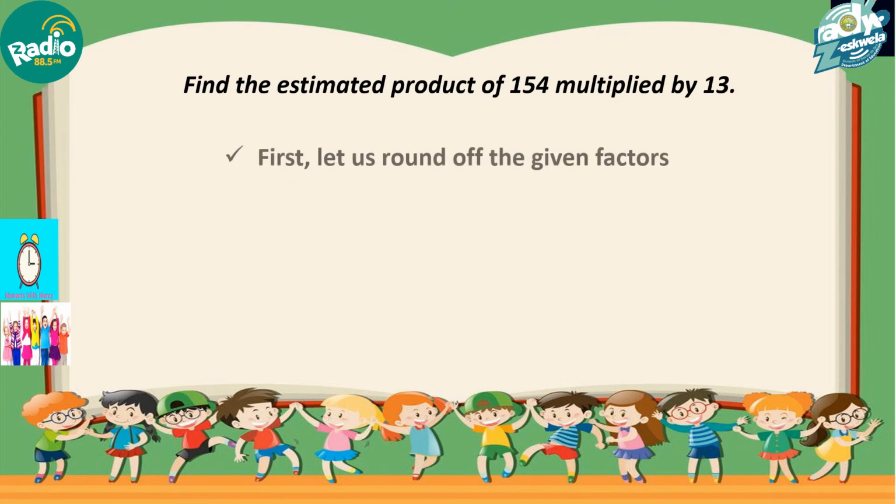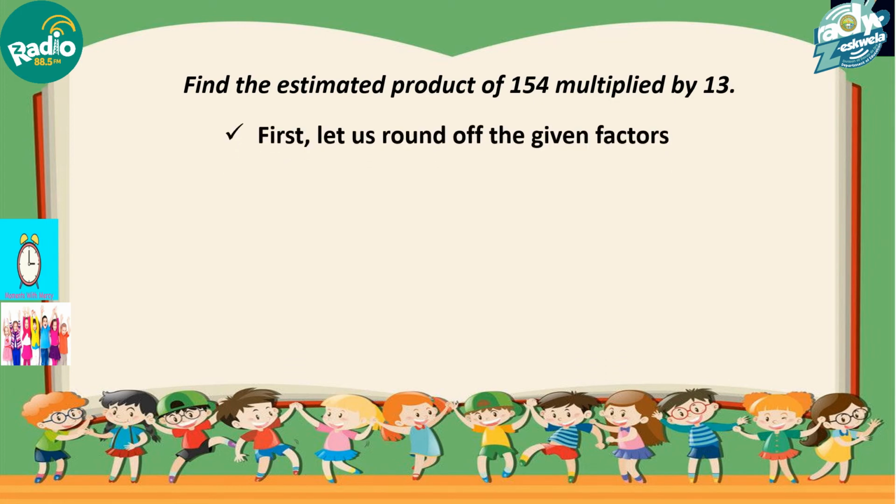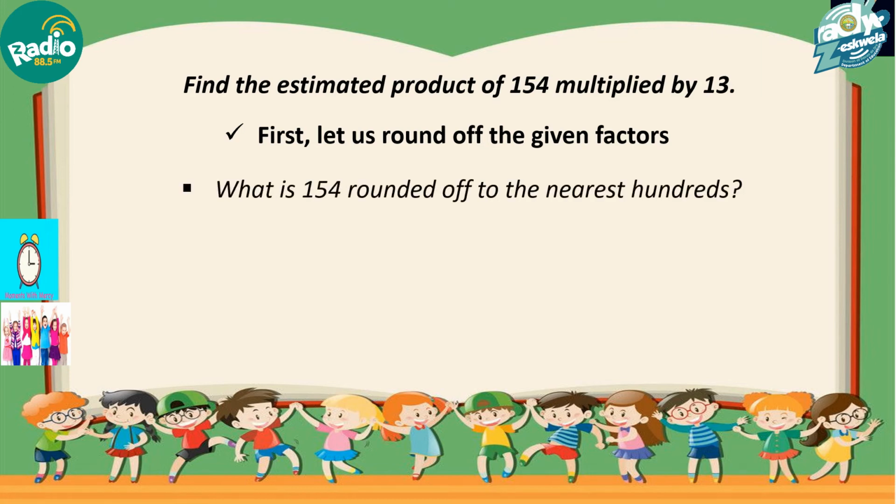Let's check. So first, let us round off the given factors. What is 154 rounded off to the nearest hundreds? Right! It is 200. How about 13 rounded off to the nearest tens? Good! 10 is the answer.